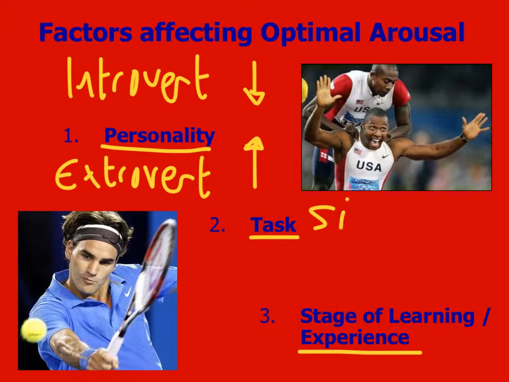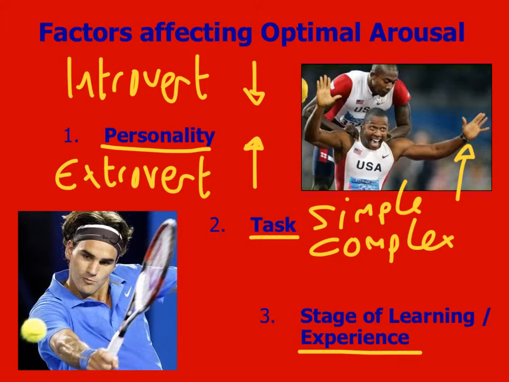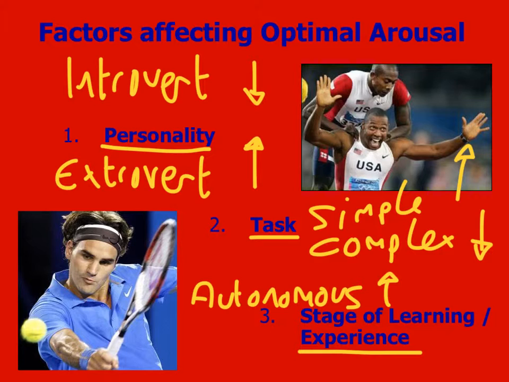The task we're doing is whether that is simple or complex. A simple, gross type of task is performed well with high levels of arousal. Complex tasks where perceptual factors are involved, and we've got to think and be accurate, fine skills, are better performed with lower levels of arousal. And the stage of experience: the autonomous performer, like Roger Federer over here, can handle high levels of arousal. It doesn't mean that they actually seek those out, but they can handle them, whereas the cognitive learner needs low levels of arousal because they've got to think about what they're doing anyway.